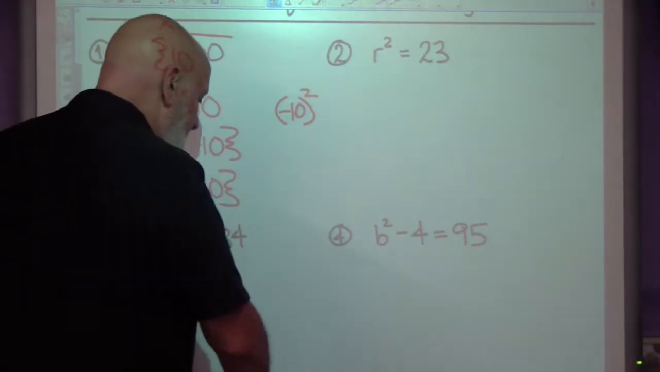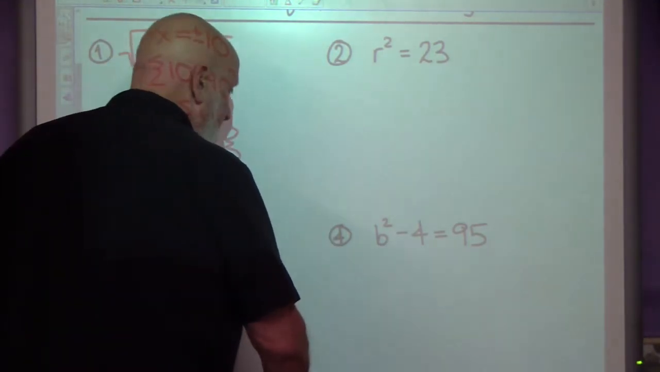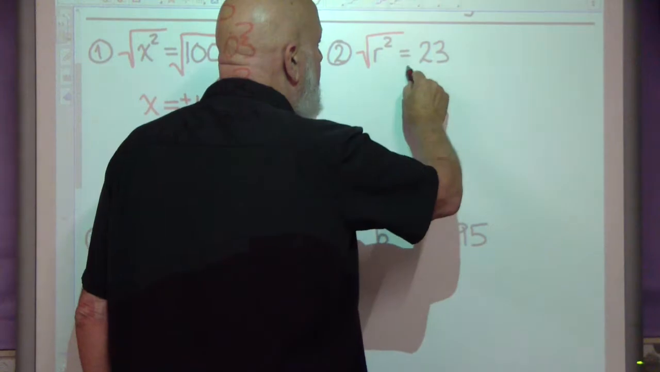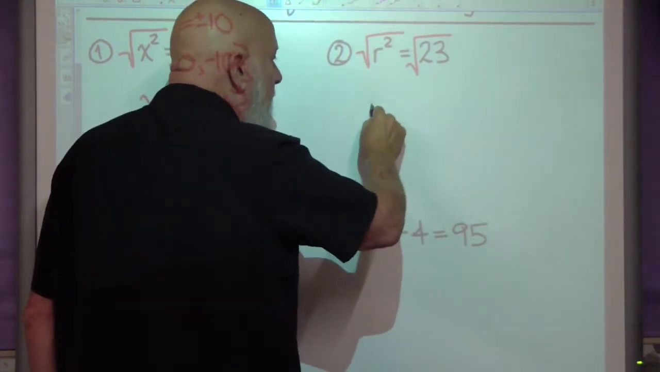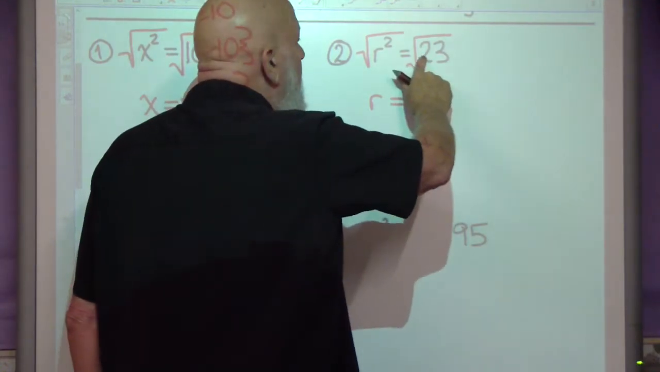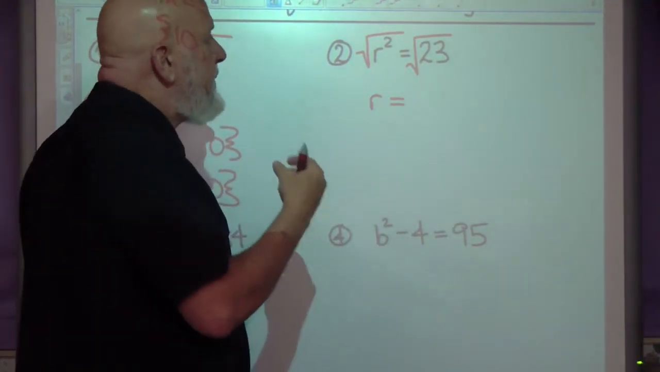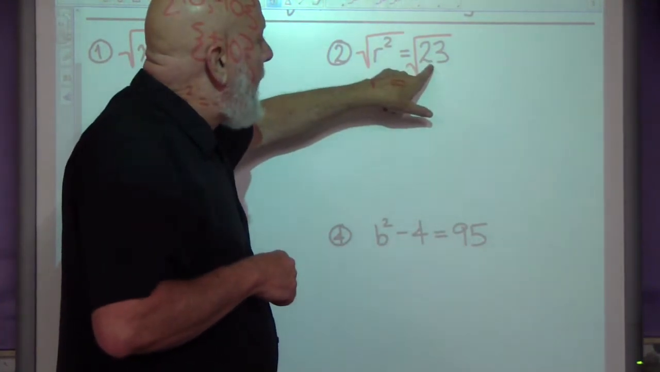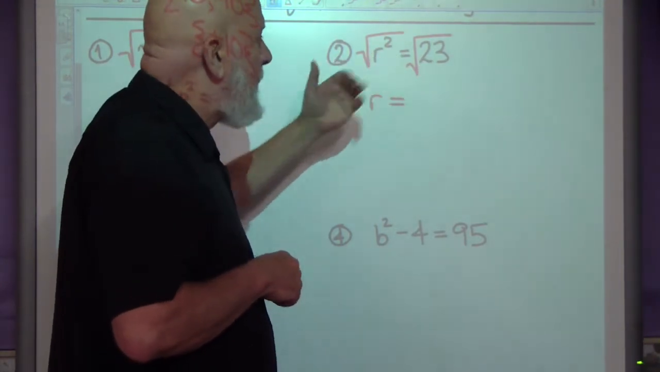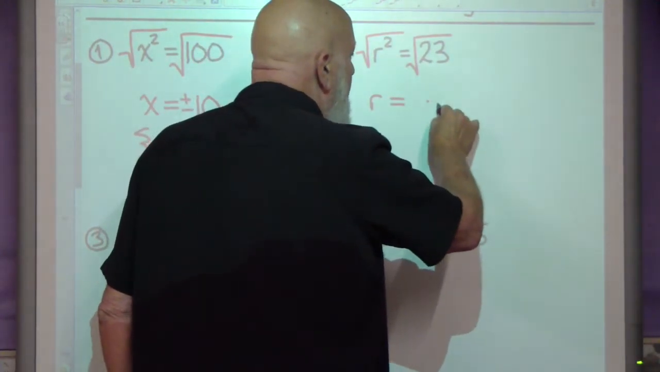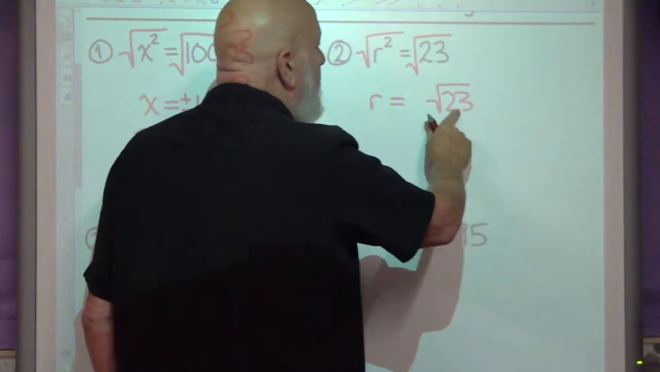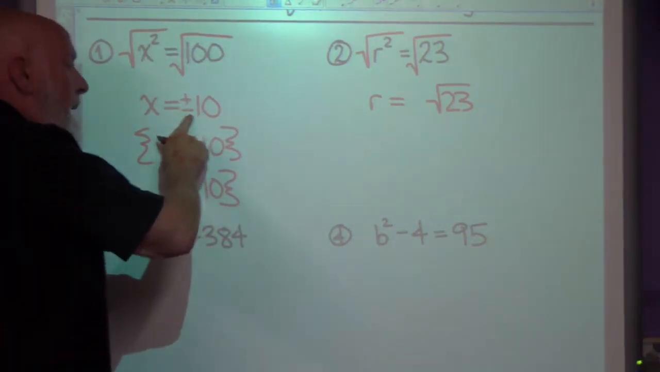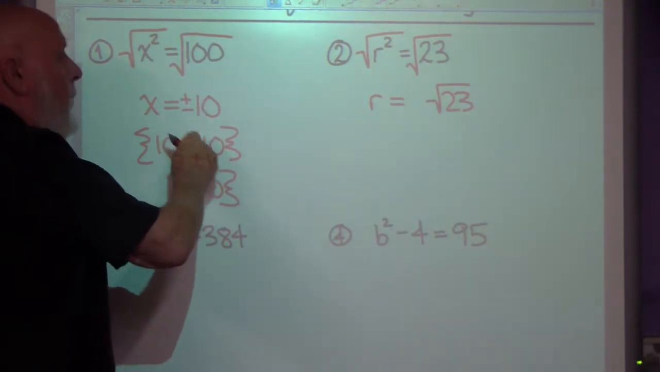Look at this one, we've got r squared is equal to 23. Well, I'm going to do the exact same thing I just did by getting rid of this square. I'm going to take the square root of both sides. This will give me r equals the square root of 23. There is no number that's not a big long decimal that never ends and never repeats for the square root of 23. It's not a perfect square, so I'm just going to leave it under the radical. That means if I plug in the square root of 23 right here and I square it, I'll get 23.